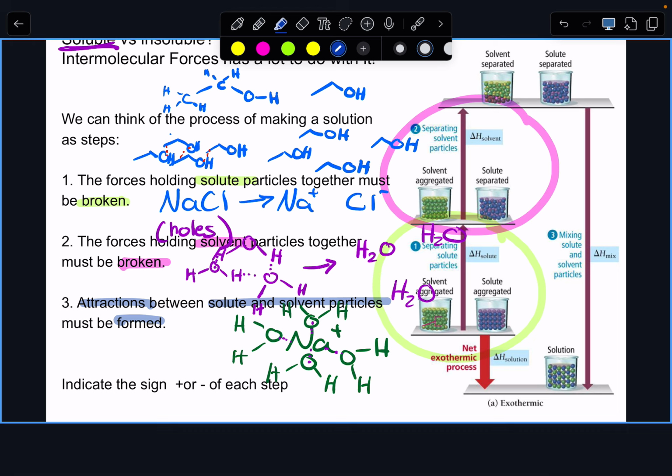For number 3, is it delta H solution or delta H mixing? So this is delta H mixing. The delta H of solution is going to be combining all 3 of them, or like the difference of where you start and where you finish. And I'll clarify that again in a second. So we're just talking about these 3 right now.